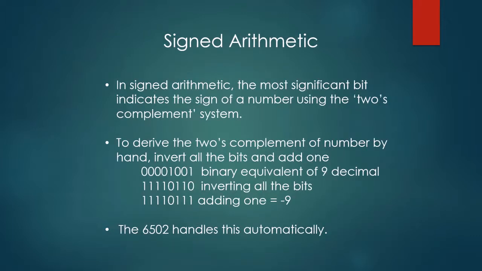In signed arithmetic, the most significant bit indicates the sign of a number using the 2's complement system. To derive the 2's complement of a number by hand, you would invert all the bits and then add 1. So these three numbers here illustrate this process. You start with this binary number, you invert all the bits, and then add 1. And this bit string here is equal to -9 in 2's complement. But don't worry, the 6502 handles this automatically.